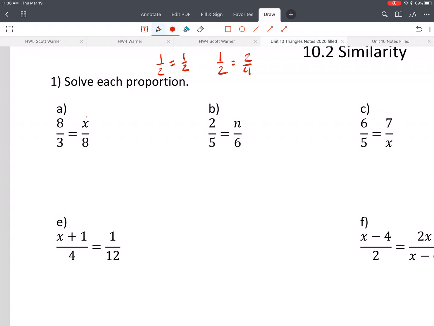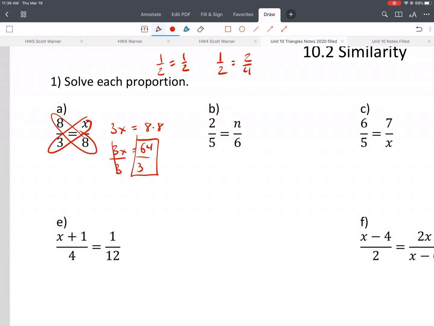So how we do that is we do cross multiplication. So we multiply, 3x is equal to 8 times 8. It gives us 3x equals 64, and then we can just divide both sides by 3. So we just want to solve for x. On MathSpace, you can put your answers in as fractions like that, or you could enter it as a decimal. It doesn't matter. You'll still get the right answer.